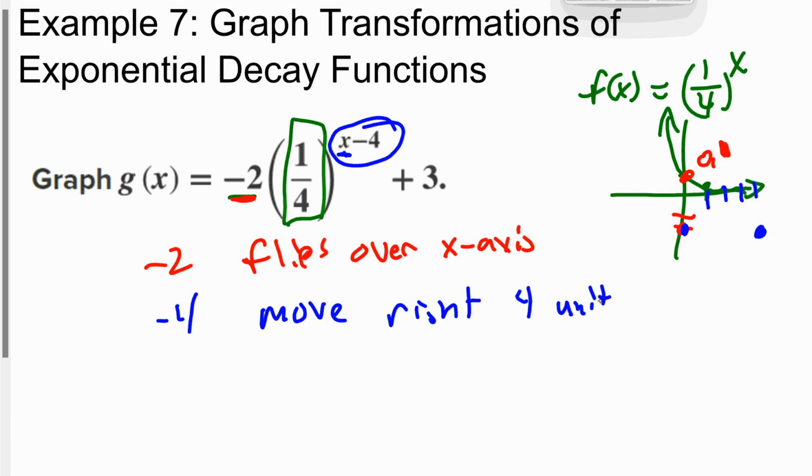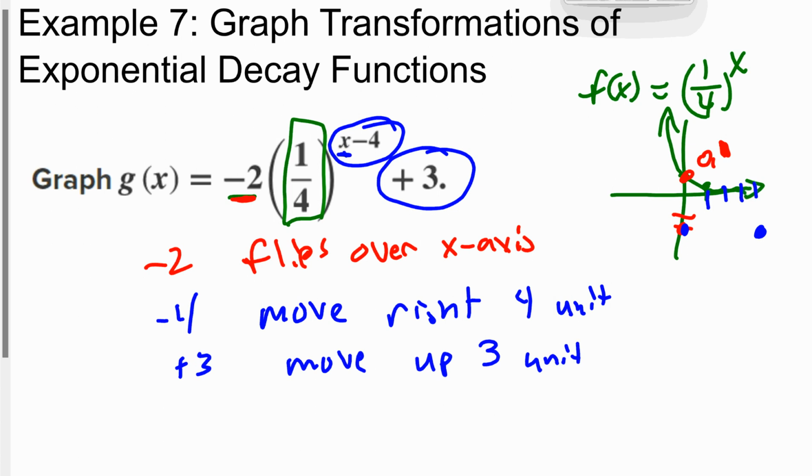Okay, and then I can look at this +3 right here. And that, after the exponent, is always moving it up and down. So this +3 is going to move it up 3 units. So it moves up 1, 2, 3.